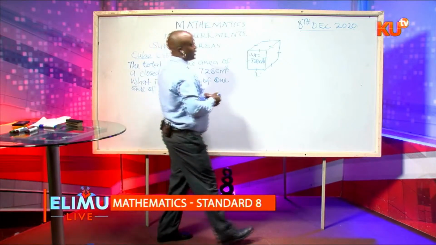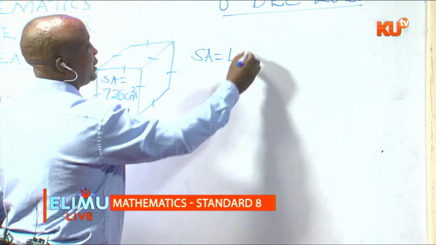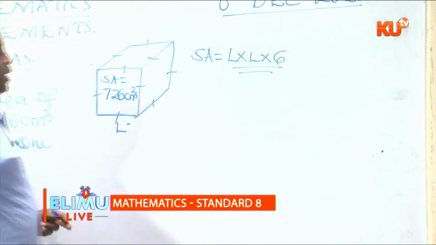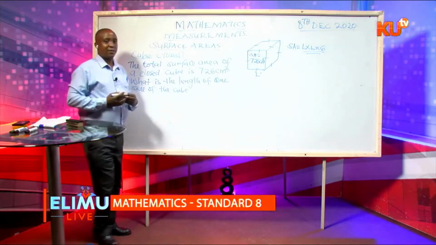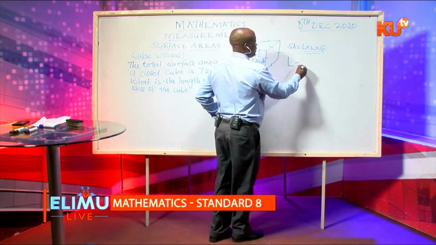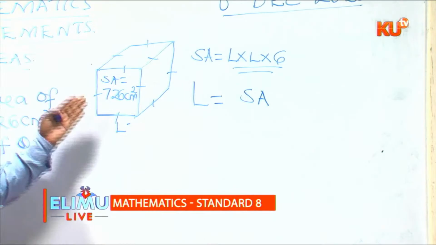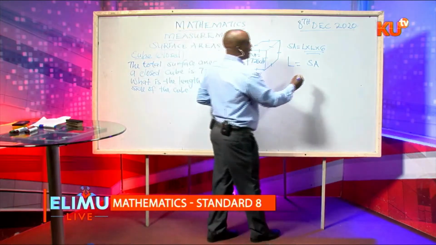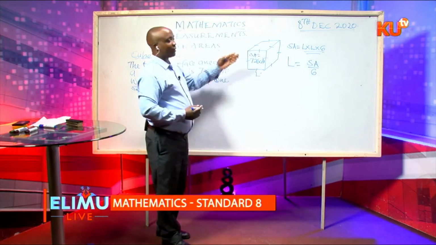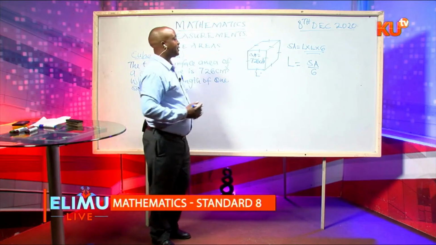Now first we write the formula for getting the total surface area. Surface area is equal to, we have said, length squared times 6. Now we are looking for the length given the total surface area. What do we do? To get the length, we are going to take the surface area given, and we divide by 6. When we divide by 6, you are going to get the area of one face.